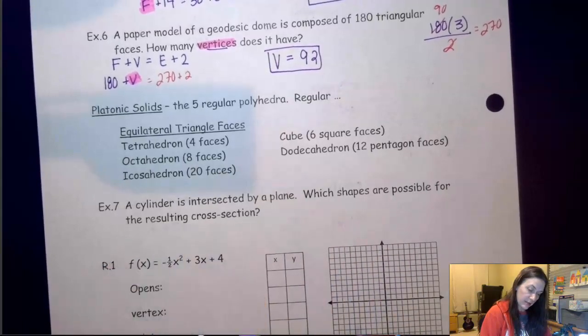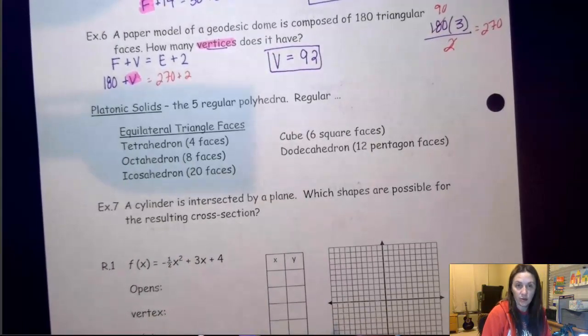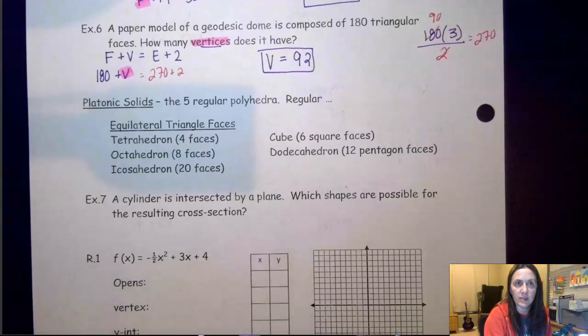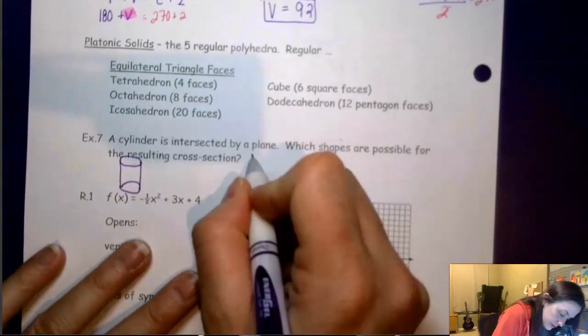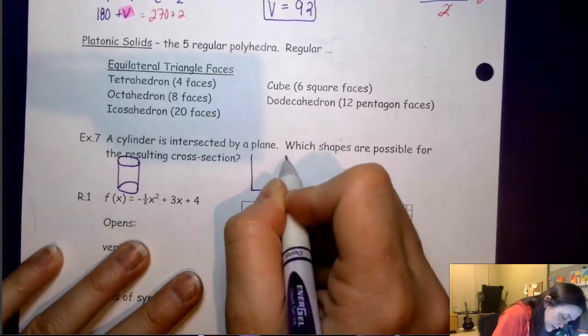A cylinder is intersected by a plane. Which shapes are possible for the resulting cross-section? I'm going to pause and draw some cylinders. Some of us want to see drawing of the cylinders.